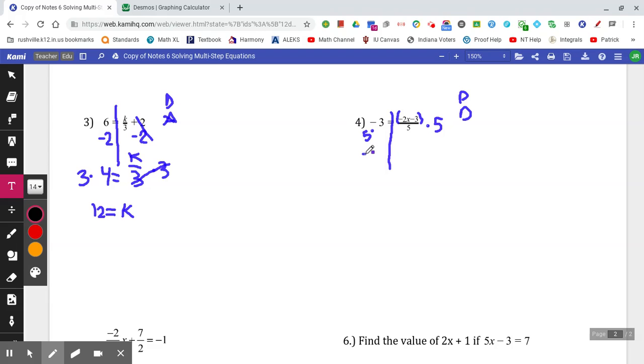All right, so that would give me negative 15 equals what was inside the parentheses, which is negative 2x minus 3. Because the divide by 5, multiply by 5 cancels out. And now I no longer have operations that are trapped within a fraction. So now I can work inside the parentheses.